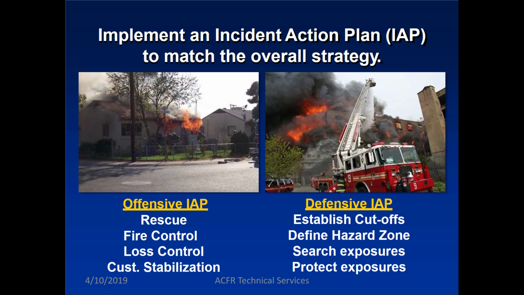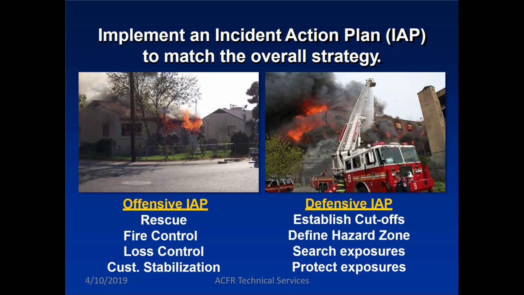So if we have an offensive incident action plan, we need to think about rescue. All right, if there's a victim in there, how do we rescue this victim? What's the best way? Do we put the fire out to best save them, or do we need to formulate a rescue plan first to protect and get that person out? What about fire control, loss control, and then customary stabilization? What kind of things are we going to stabilize? How are we going to stabilize this?